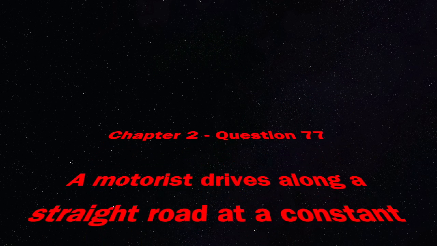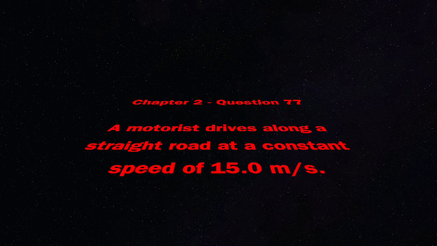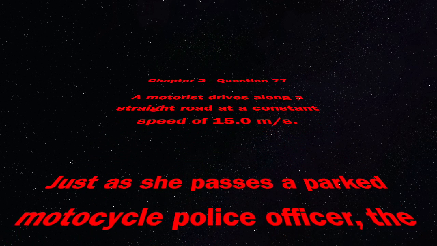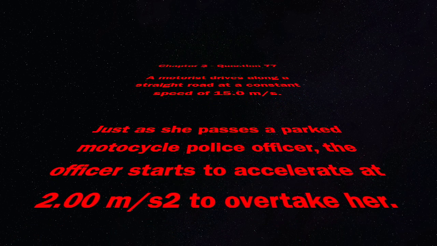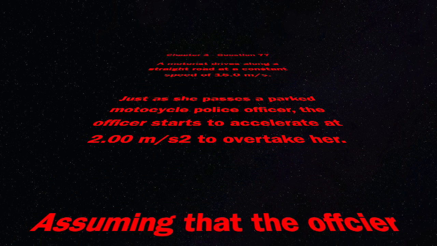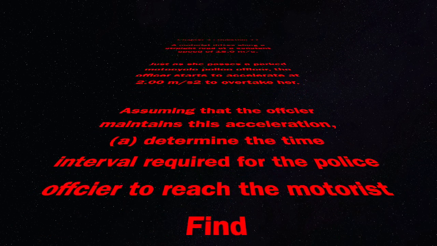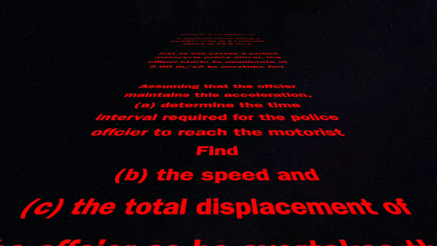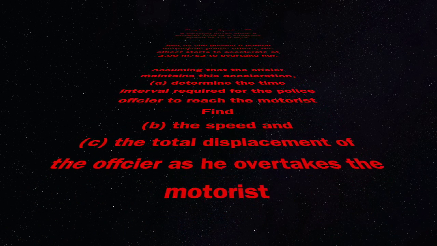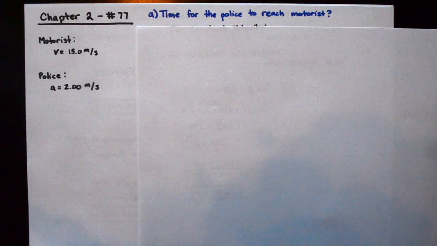Alright, now let's move on to Chapter 2, Question 77. So this question says that a motorist drives along a straight road at a constant speed of 15.0 meters per second. Just as she passes a parked motorcycle police officer, the officer starts to accelerate at 2.00 meters per second squared to overtake her. Assuming that the officer maintains this acceleration, A, determine the time interval required for the police officer to reach the motorist, find B, the speed, and C, the total displacement of the officer as he overtakes the motorist.